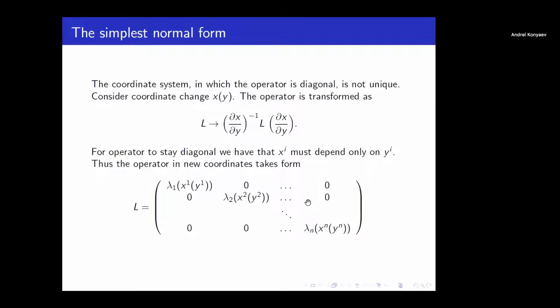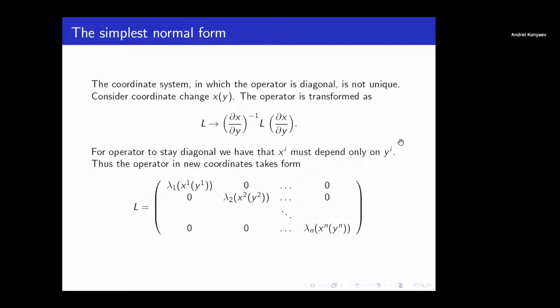Okay, when we want to ask the question about normal form, we want the normal form to be diagonal. Because lambda 1, ..., lambda n are pairwise distinct, this automatically implies that the Jacobian matrix is diagonal also. It is a simple exercise from linear algebra to prove that this is the case. Then we have a coordinate change in the form x_i depends only on y_i, see?